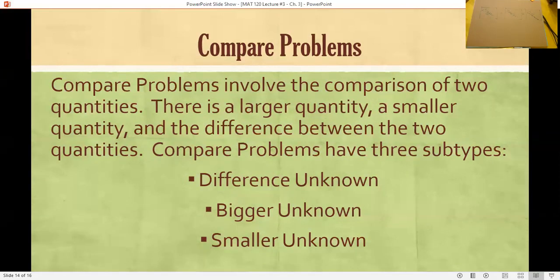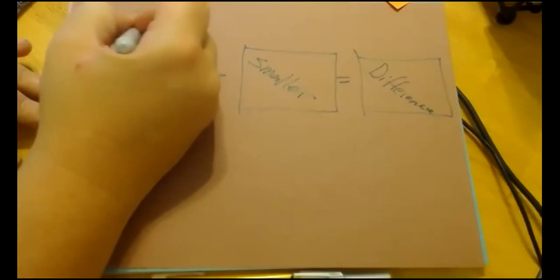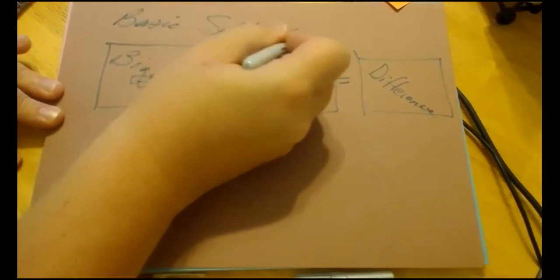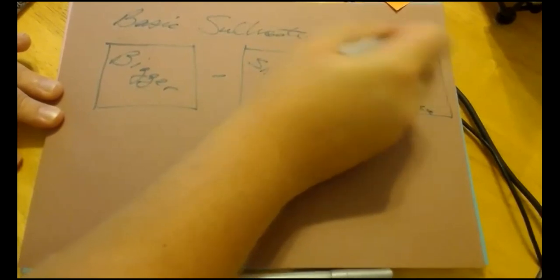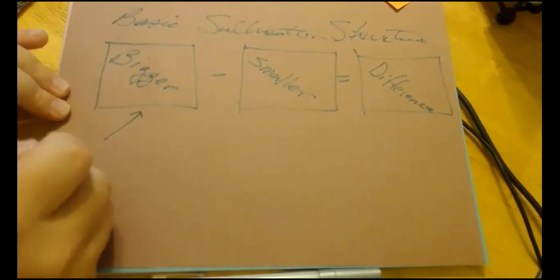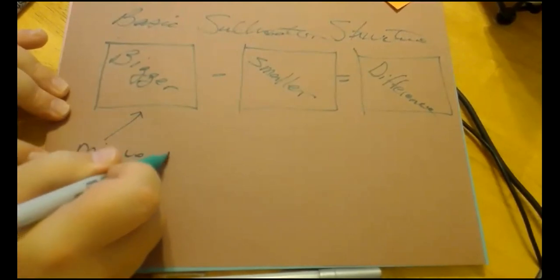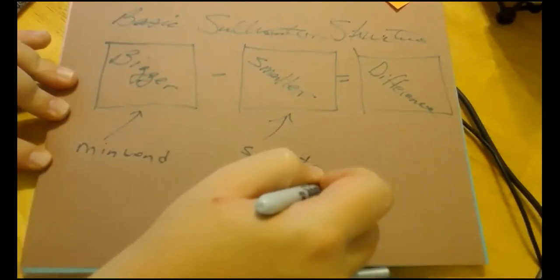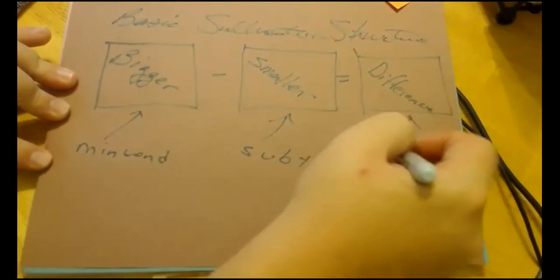Okay, let's take a look at this structure. This is a basic subtraction structure for compare problems. In this case, as a reminder, right here, you're looking at the minuend. Right here, you're looking at the subtrahend. And right here, you're looking at the difference.